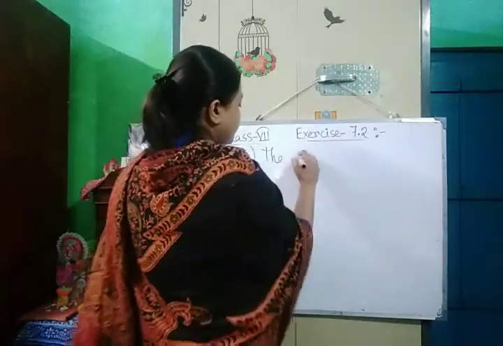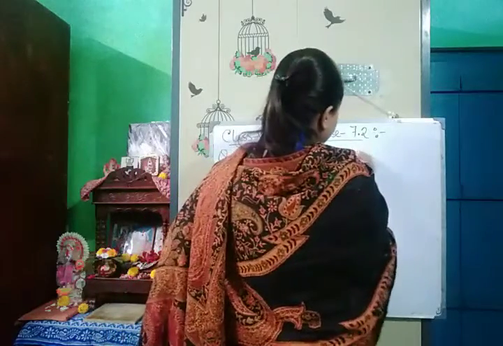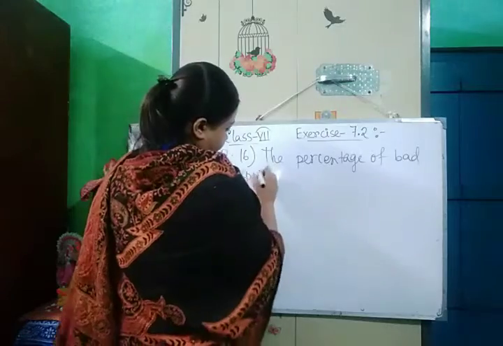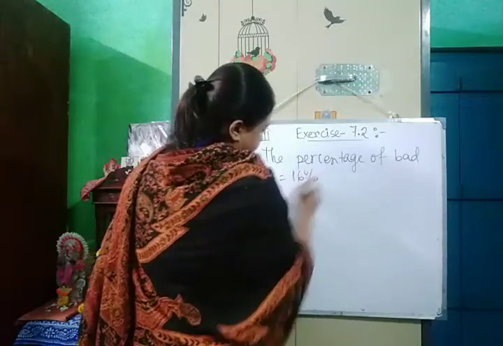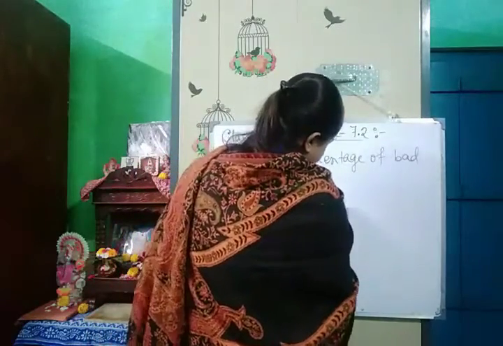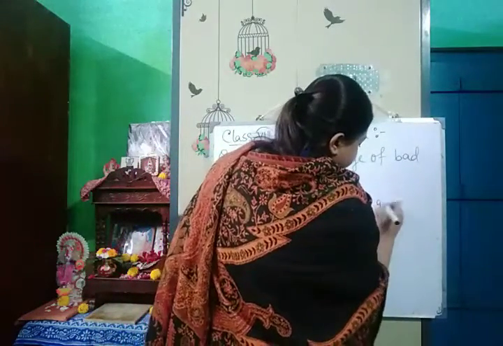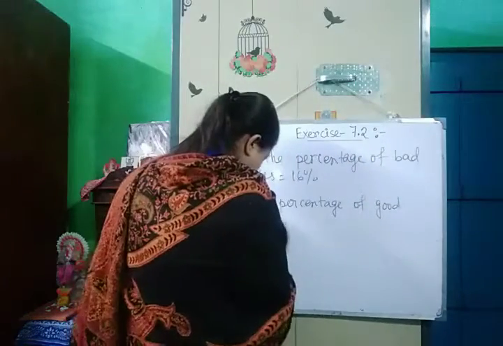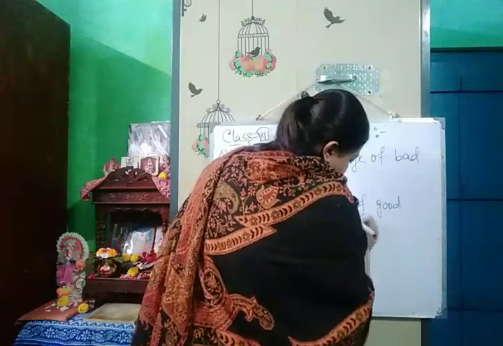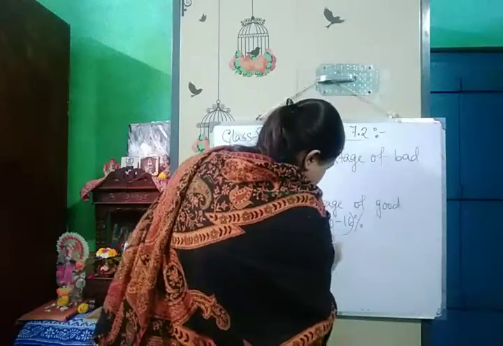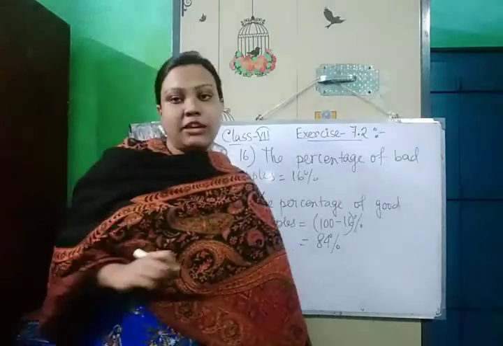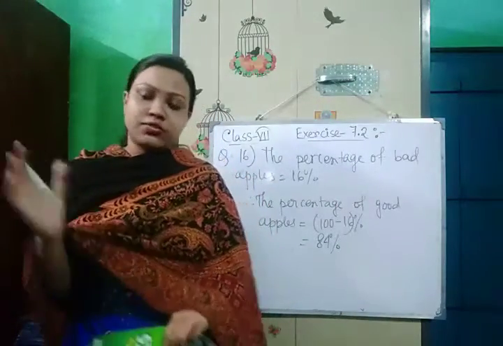The percentage of bad apples is equal to 16%. Therefore, the percentage of good apples is equal to 100 minus 16%, that is 84%. So 84% is the percentage of good apples, and we know the number of good apples.